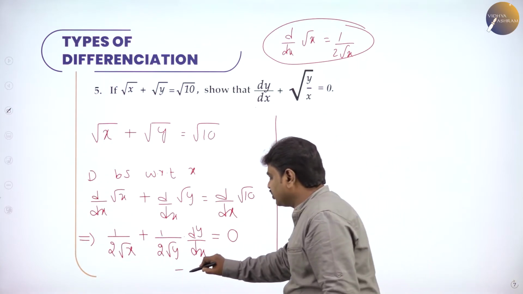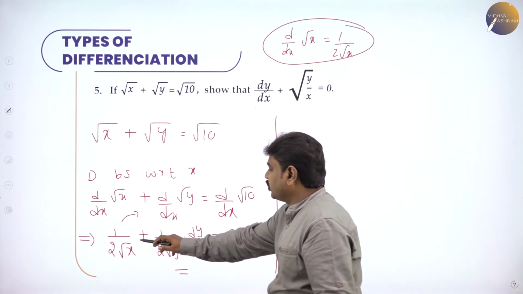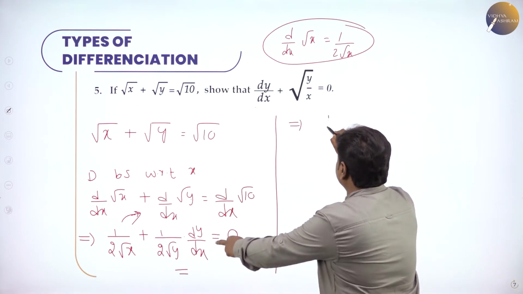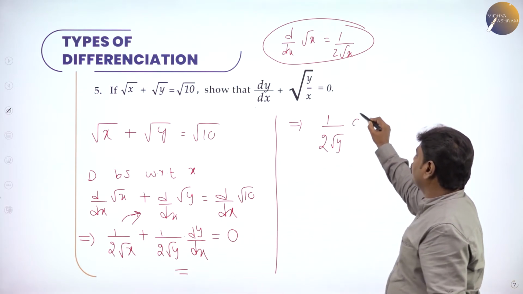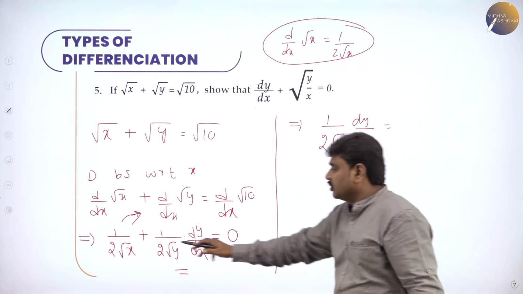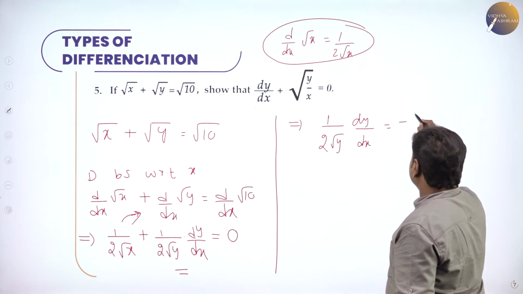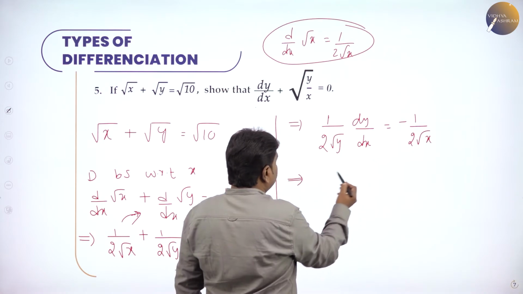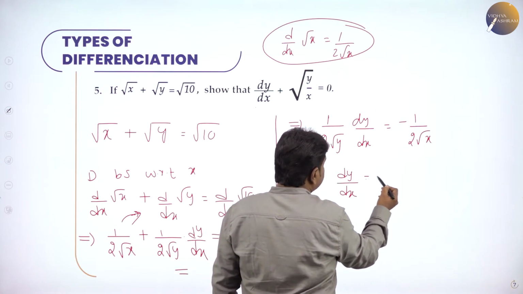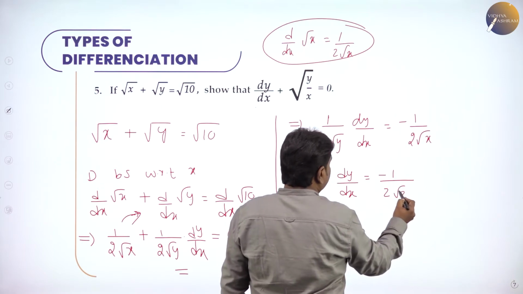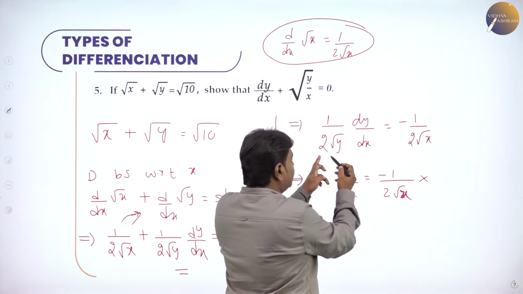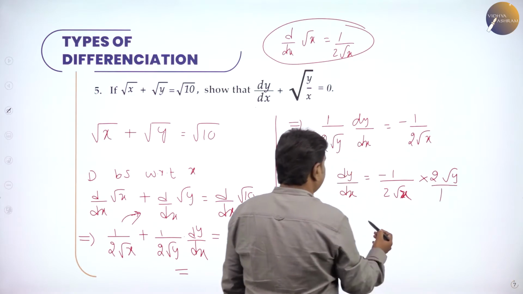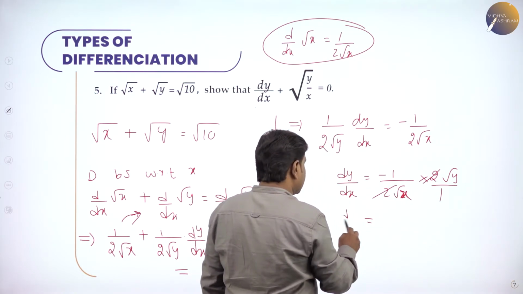So we have one term with dy by dx, let this be here and transfer the other term to the RHS. That implies we are left with, in LHS, 1 divided by 2 root y into dy by dx. I am transferring 1 by 2 root x to RHS, it will become minus 1 by 2 root x. Now make dy by dx the subject, so dy by dx is equal to minus 1 by 2 root x into, denominator goes to numerator, 2 root y. So now 2 cancels.